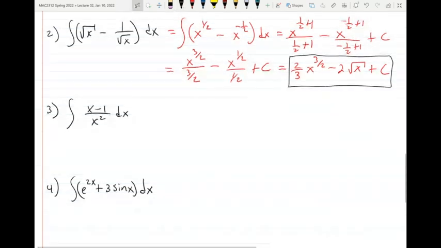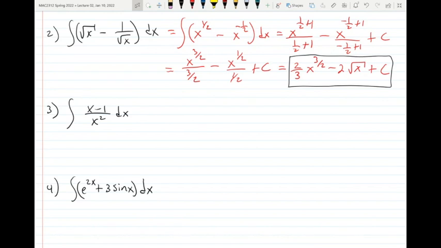Okay, how about number 3? Let's see, give it a try. I'll give you a minute to try. Number 3, who can tell me what's the idea? What can we do for this integral?